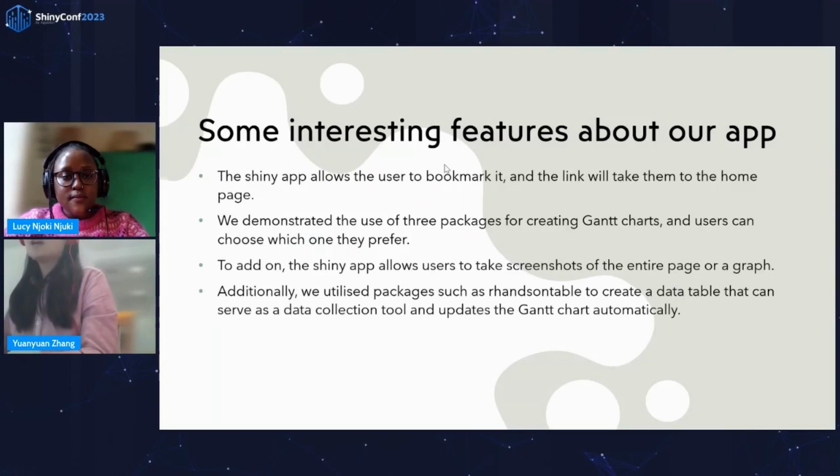And here comes the conclusion of some interesting features about our app. So this Shiny app allows users to bookmark it. With the link, please click the link. It will take you directly to the home page. And we have demonstrated the use of three packages for creating Gantt charts, and users can choose which one they prefer. And also, this Shiny app allows users to take screenshots of the entire screen or a single graph.